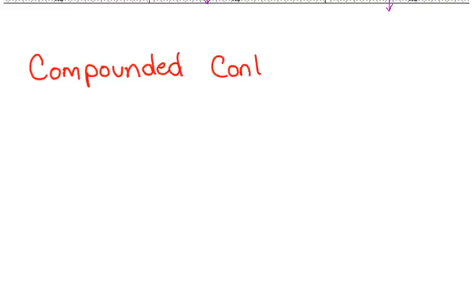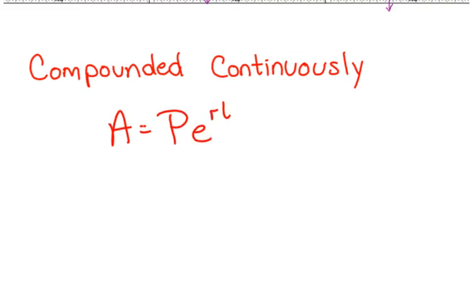They look different with the different bases, but they are actually the same function when graphed. But compounding continuously, has anybody heard of that one? Probably did it in Math 2. The formula is A equals P e to the rt. Does that look familiar at all? Whenever the problem says compounded continuously, it doesn't say compounded monthly or quarterly or anything like that, this is your formula.